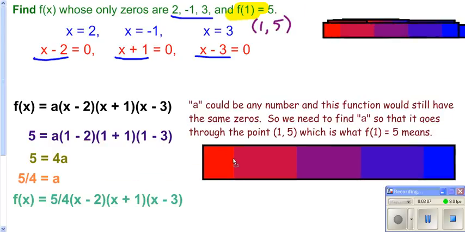Now, when you're looking at the number of zeros, what we have is 3 of them. Remember, the value in front of a does not affect your zeros. The value in front here affects which other points it will go through, not on your x-axis. So to find that, once again, you have to plug your point in.